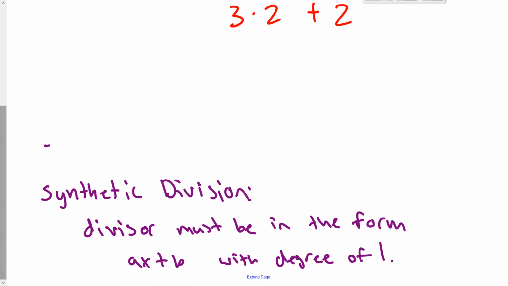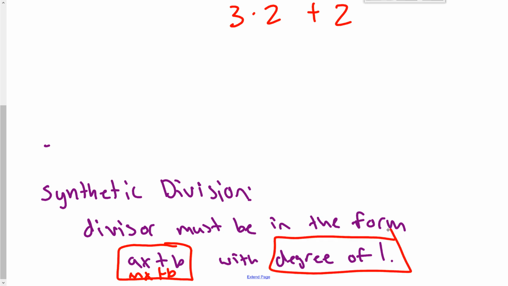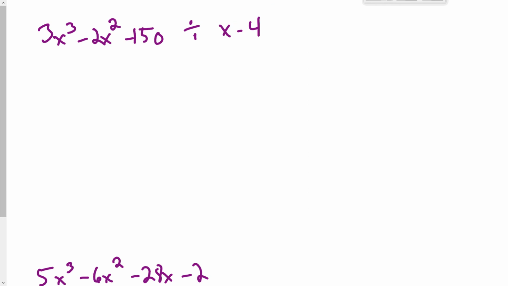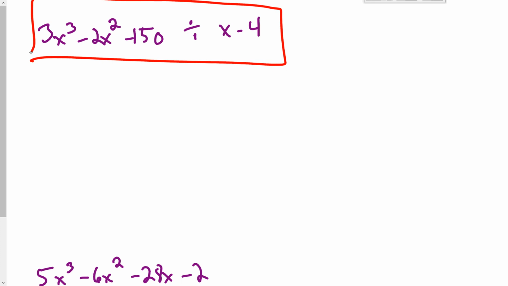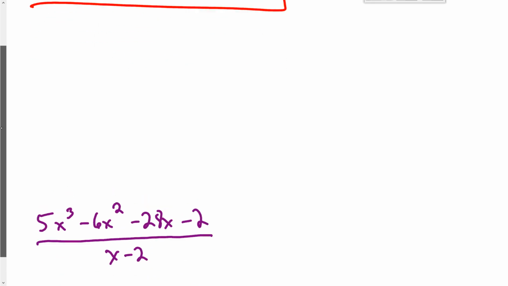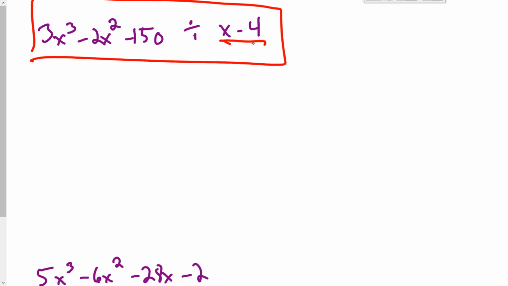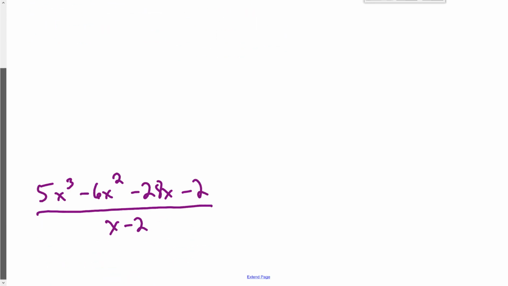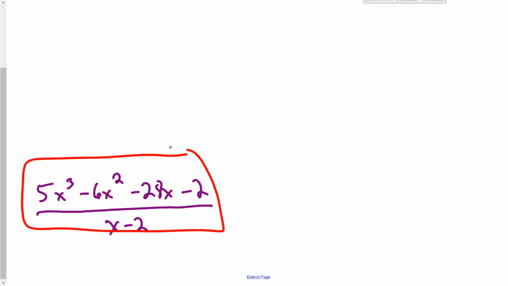But basically when we do synthetic division, our divisor, what we're dividing by, has to be in the form of ax plus b, or you can say mx plus b. It has to be linear, okay? That's a degree of 1. Sometimes it can be written a few different ways. Here's one way to write it like this. That's going to be dividing polynomials, so you can use synthetic division because this is a degree of 1. It's a linear expression there. Same thing can be written like this.